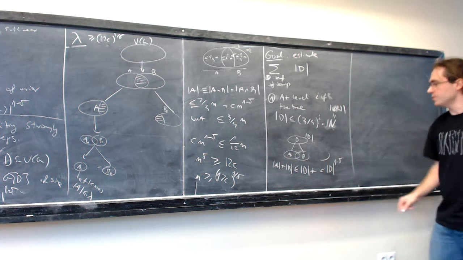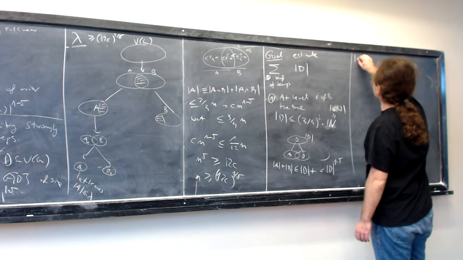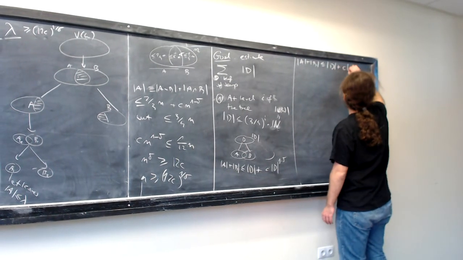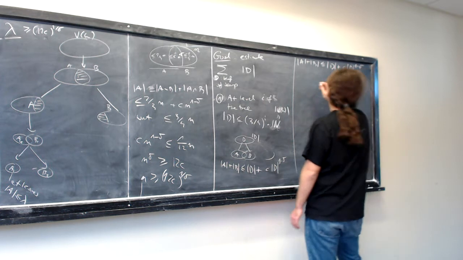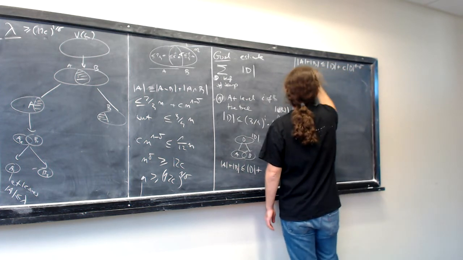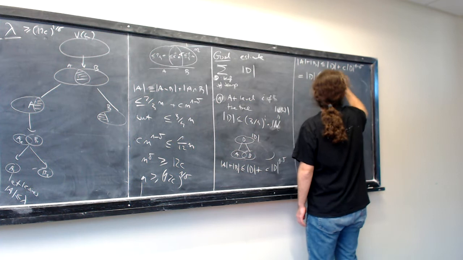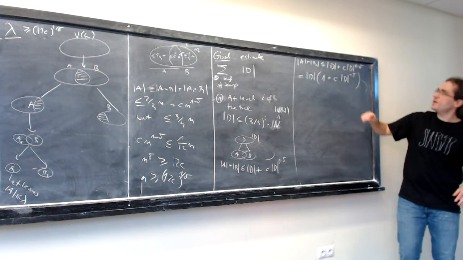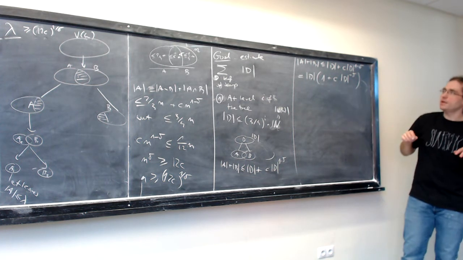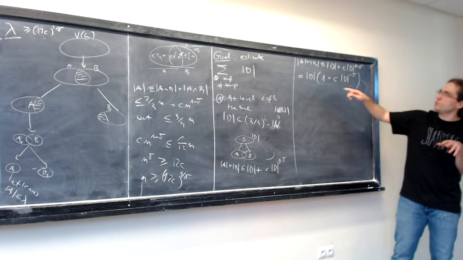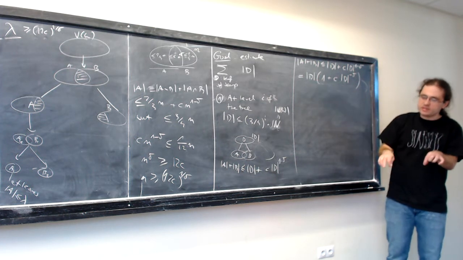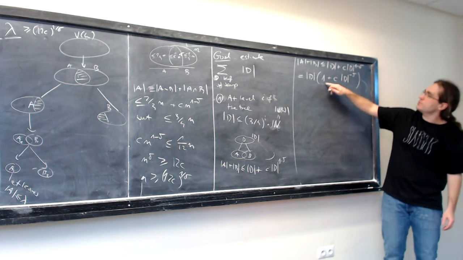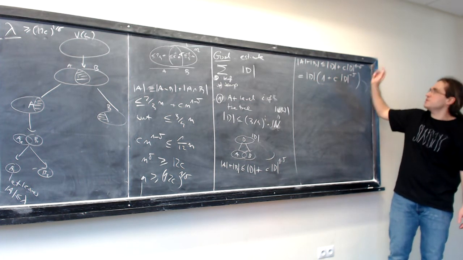So let me do the computation here. Let me repeat it. A plus B is smaller than, like, we copied C D to the 1 minus delta. And I want to think of this in the multiplicative fashion. So I want to have size of D times 1 plus C times size of D to the minus delta. So at every level, the total size of leaves of one child is the parent times this factor, which is 1 plus C to the delta. I just did the math here.